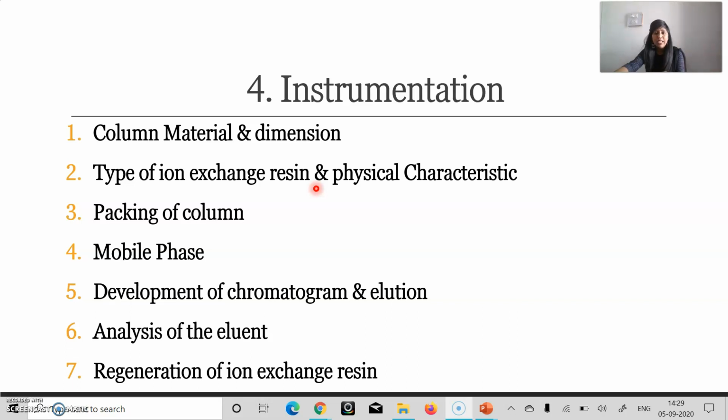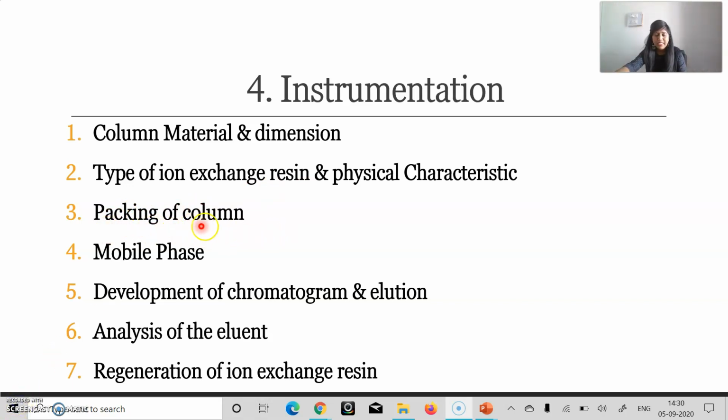It depends upon the exchangeable capacity of the functional group present, for exchange from the sample to the resin. Then it can depend upon the particle size, like 50 to 100 mesh or 100 to 200 mesh particles can be utilized. Then structural types of resin, like pellicular, porous, macroreticular resin can be utilized, as well as the swelling factor, which depends upon the cross linking of that particular resin with the sample. And third point is packing of column.